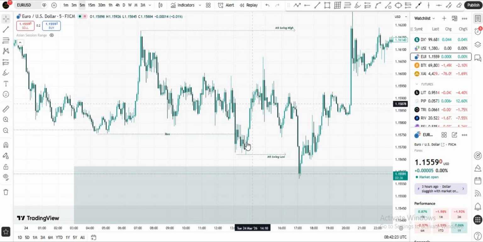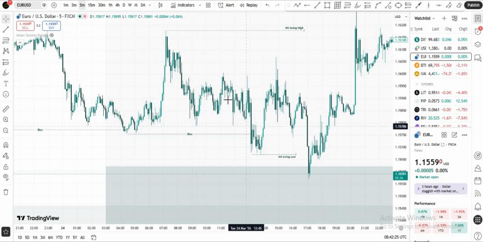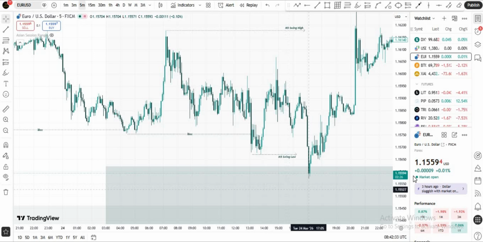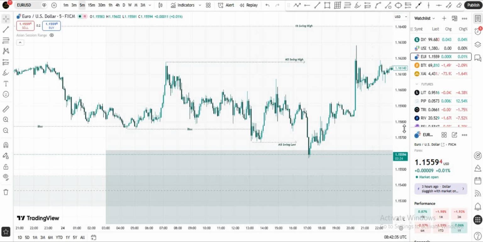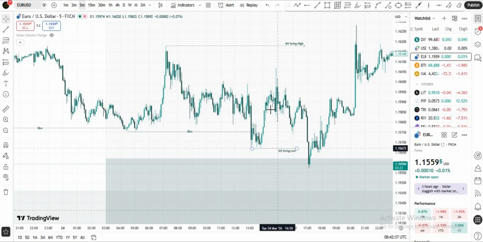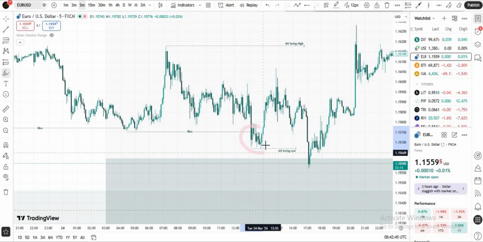Right, so after having this structure, price did not yet move into this discount area, which is where we have a demand zone. Right, so price was still within this range. During the pre-market analysis, price was at this point. Right, price was at this point. Right, price was still ranging at this point, trying to go up.